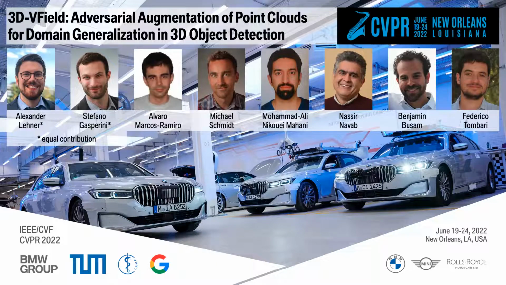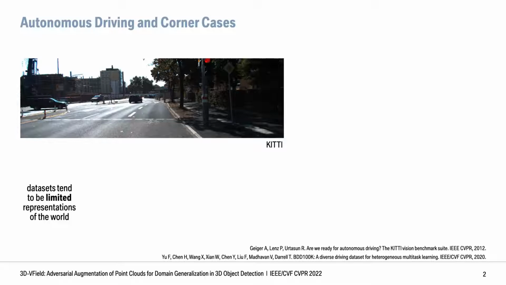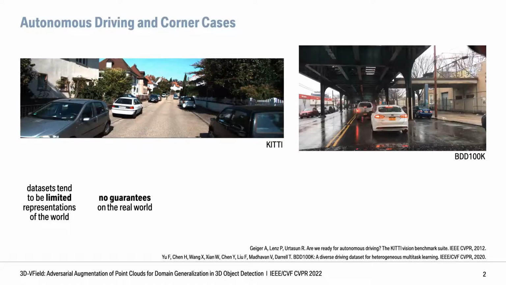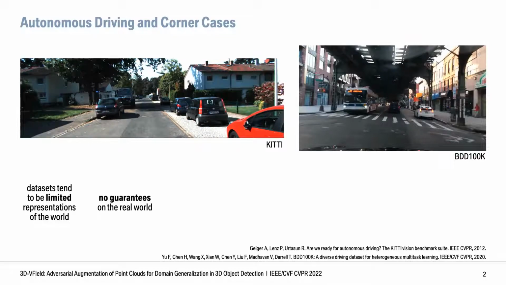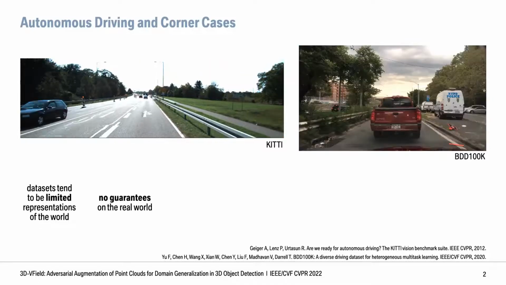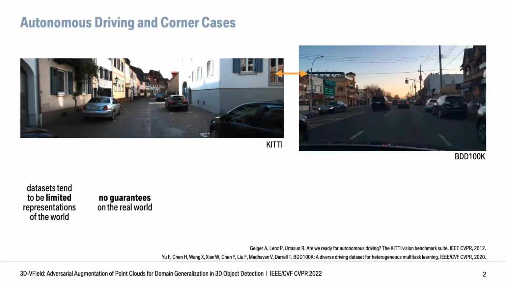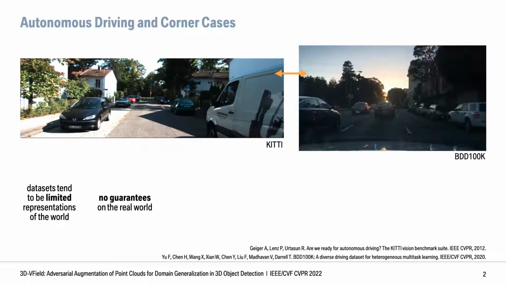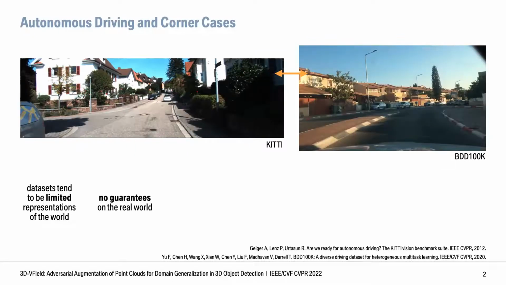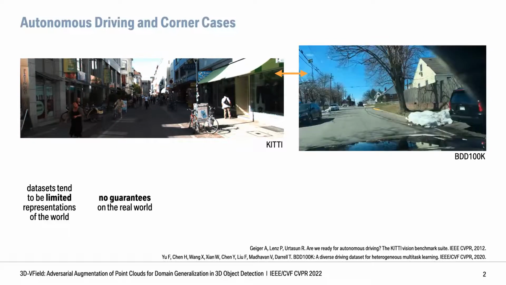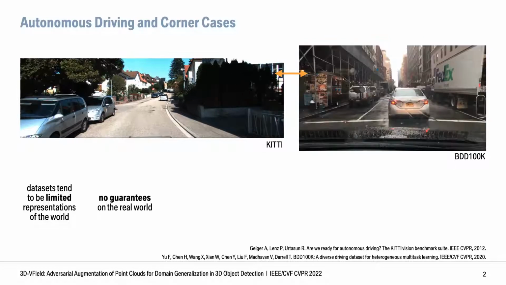Hi everyone, we present 3D-VField, Adversarial Augmentation of Point Clouds for Domain Generalization in 3D Object Detection. Datasets tend to be limited representations of the world, to the point that training on KITTI gives no guarantees on the performance when deploying to the real world. This is because the domain gap can be rather large, as you can see in the images. For example, we have different countries and different vehicles, which can pose a challenge to an object detector.